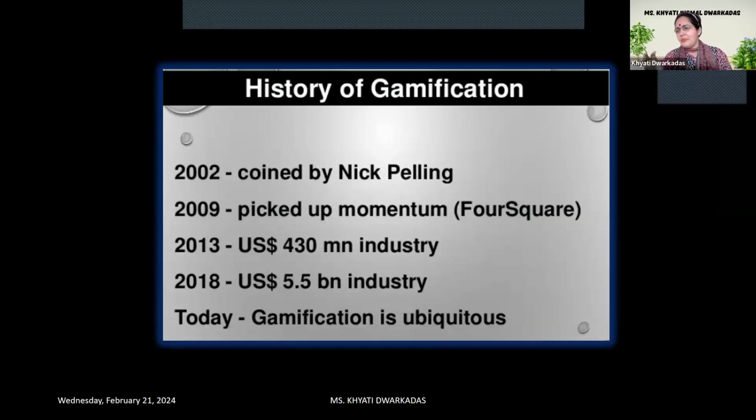So just for a brief history, I will tell you that gamification was coined as a term by Nick Pelling in the year 2002. Foursquare gave it momentum by 2009. By 2018, it became a $5.5 billion US industry. Today, it's a ubiquitous term. Just as you can't do without Candy Crush, you can't do without gamification.